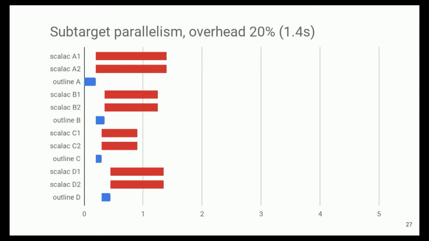And clearly, this raises the question: what if the first part depends on the second part? What do you do with this? And the critical insight here is that once you compute outlines for A, for the entire project A, that's all that's necessary to resolve those dependencies. So if A1 depends on A2, then this is taken care of by this small blue outline A thing.